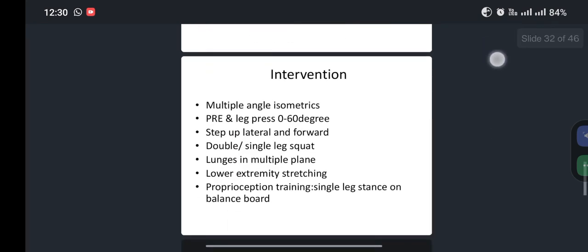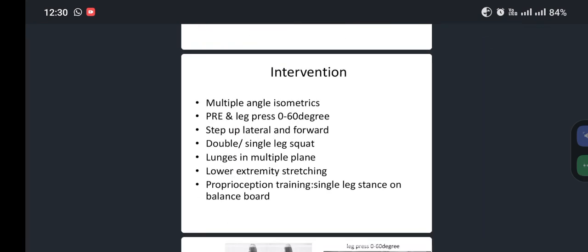For this, the interventions that can be given are multiple angle isometrics for knee flexors and knee extensors, also for hip extensors, hip flexors and mainly hip abductors, because if the hip abductors are weak then it will create a valgus force at the knee joint which may displace the graft. So it is necessary that after ACL injury the hip abductors must be trained fully.